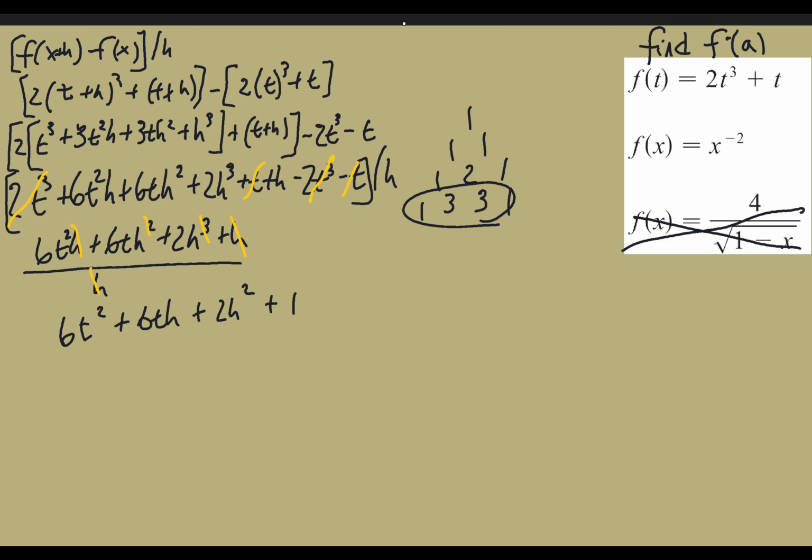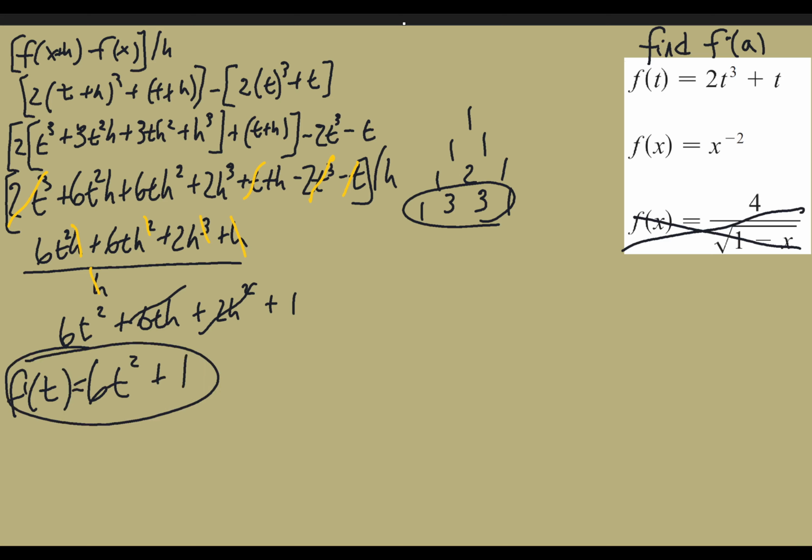And now we remember h is 0. So that goes away, that goes away. So if my arithmetic is correct, then I believe the answer is going to be f prime of a. You read it like this. Or if you want to use your f prime of t, since we're doing f of t, it equals 6t squared plus 1. That's the answer for that one.